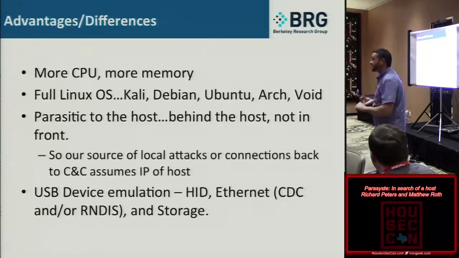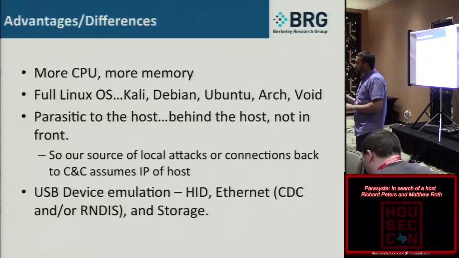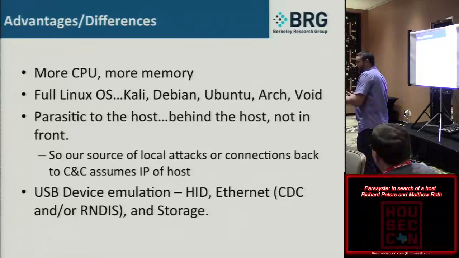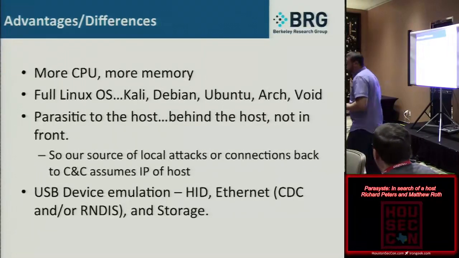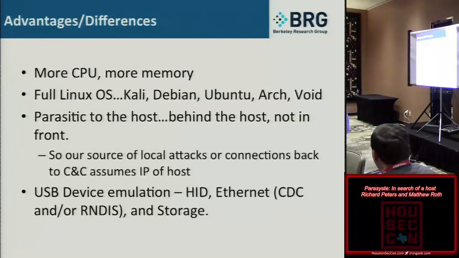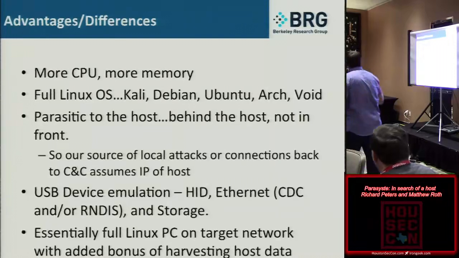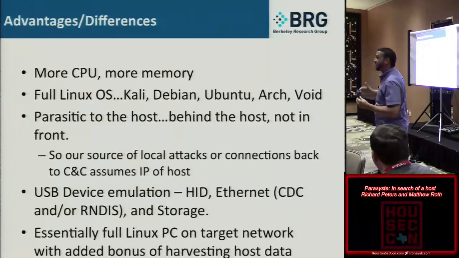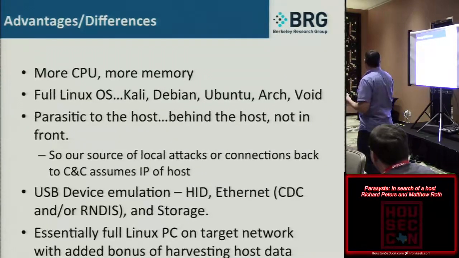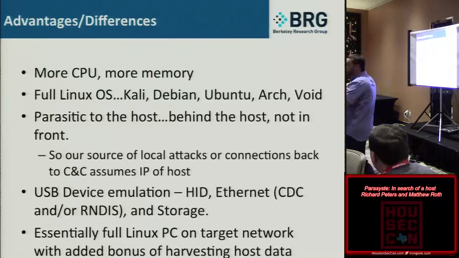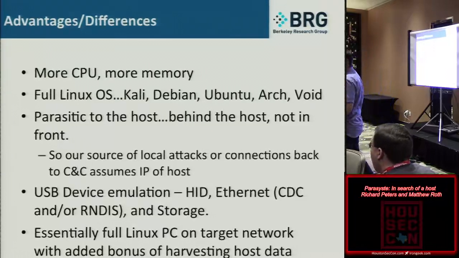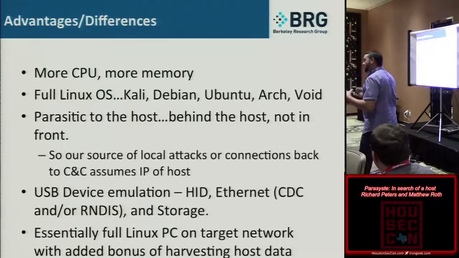And then the last part of that is storage. So it's like a USB storage device, it's a USB Ethernet device, and it's a HID that we could present as a keyboard. So all those are capable in this device. So essentially, right, we have a full Linux PC that we can stick on our target network on the host, to use that host for the network to further compromise the environment, in addition to perhaps harvesting a bit of information on the host.